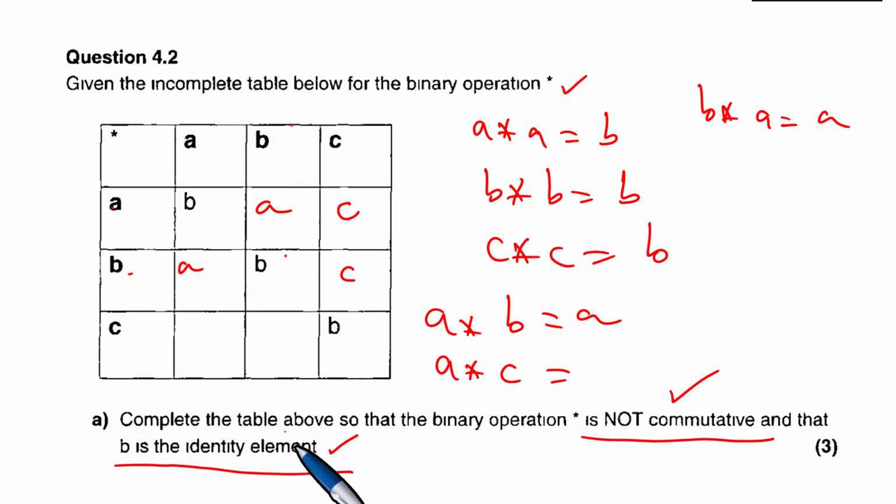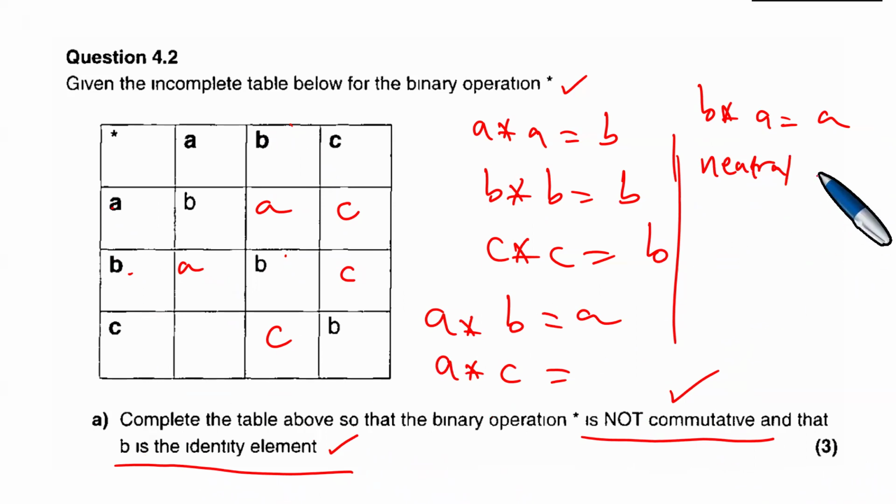B is the identity element, meaning C star B is C because B is the identity. What is the identity? Identity is the neutral element. So this is the notion of the identity element that becomes a neutral element there. Okay, let us reason this out.